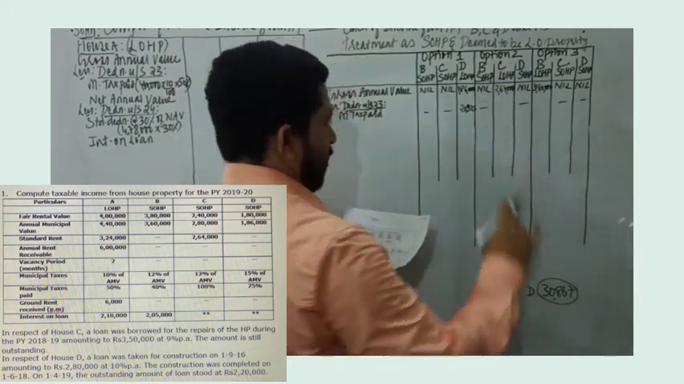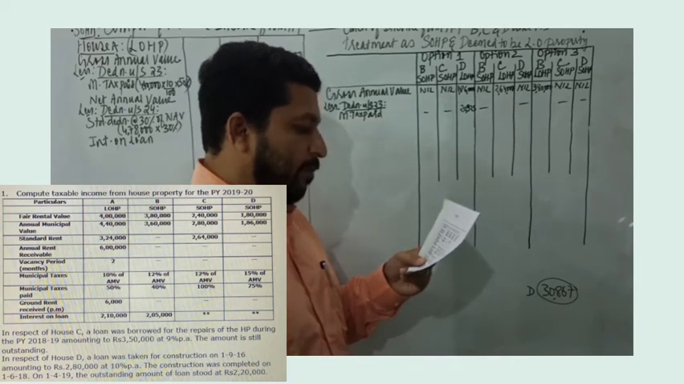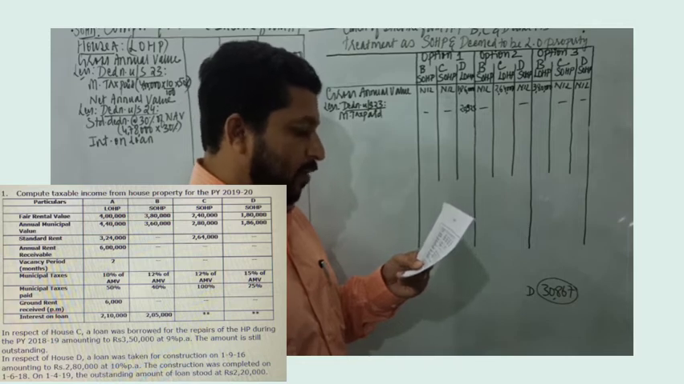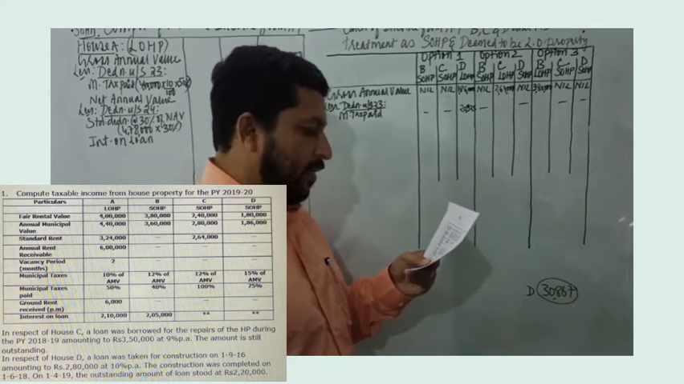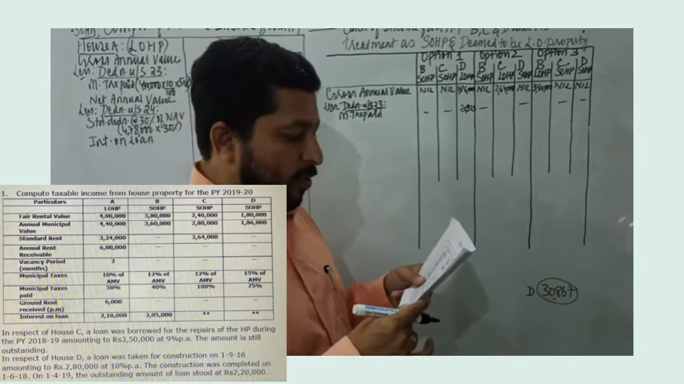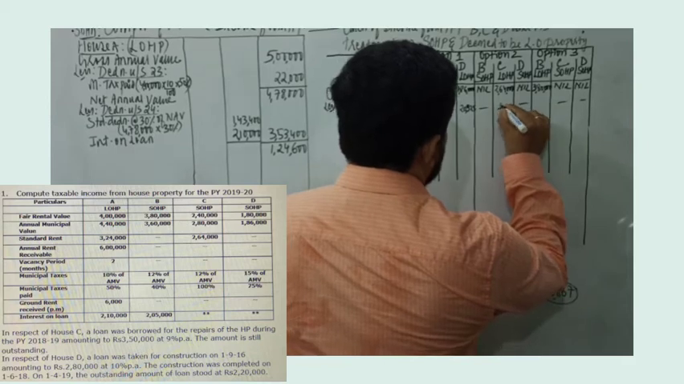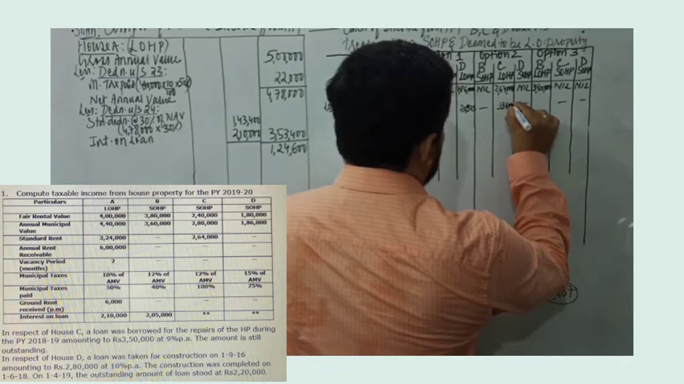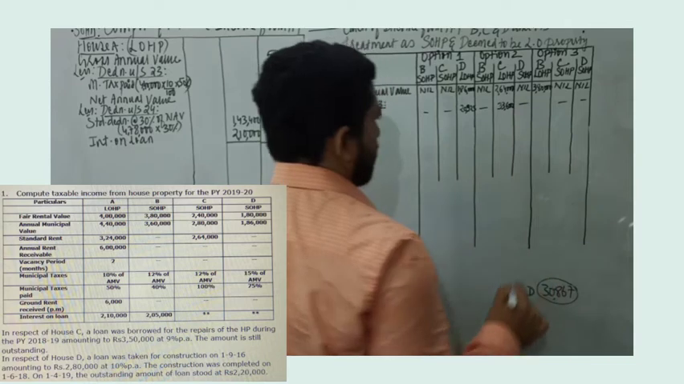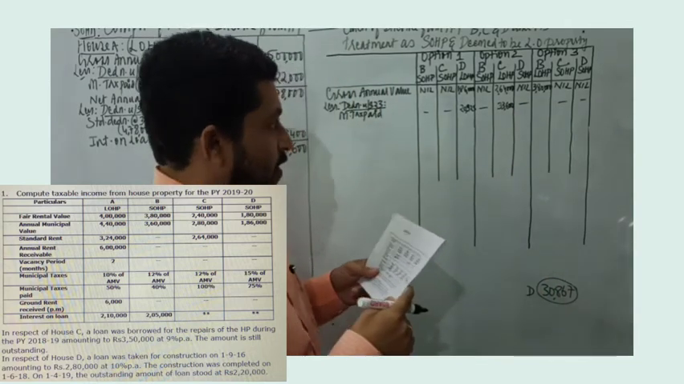Option 2, house C. What is given? Municipal tax for house C is 12% of AMV, that is 12% of 2,80,000, and 100% is paid. So 12% of 2,80,000 would work out to 33,600. So 33,600 is the municipal tax paid as far as house C is concerned.